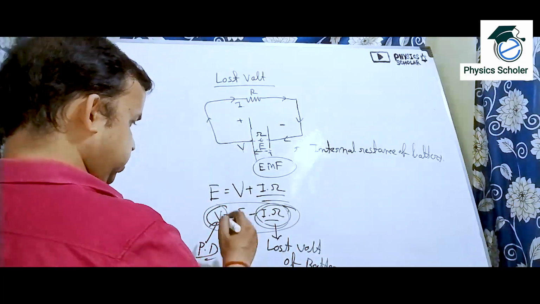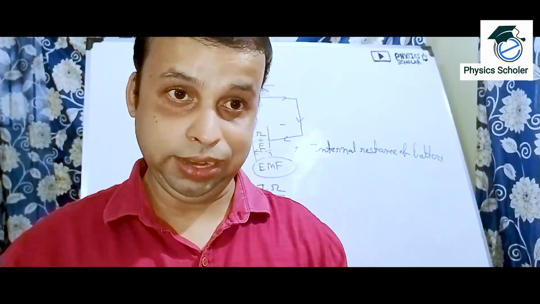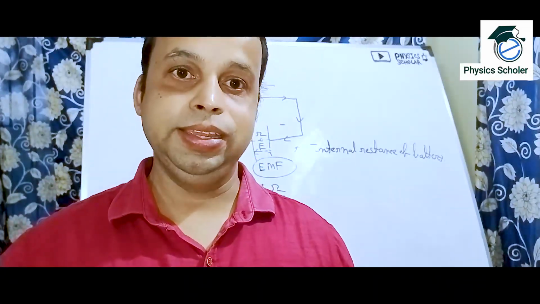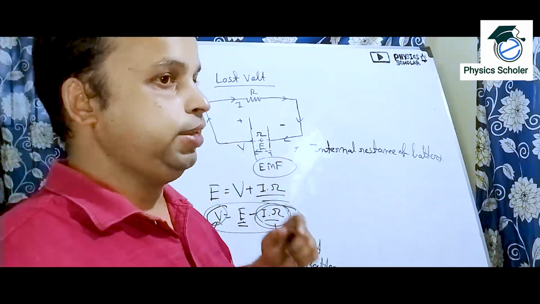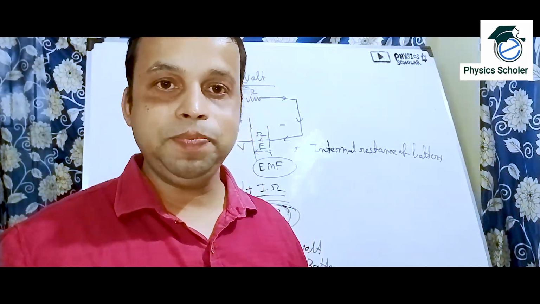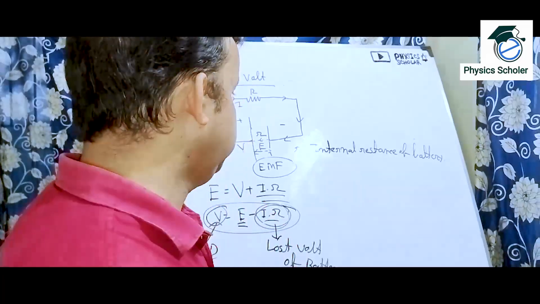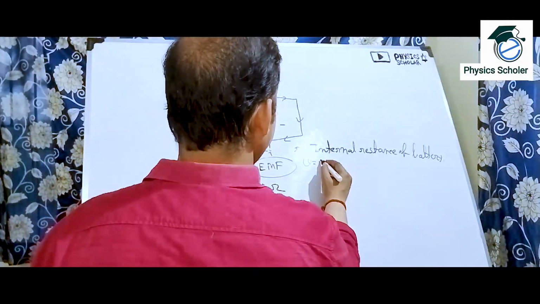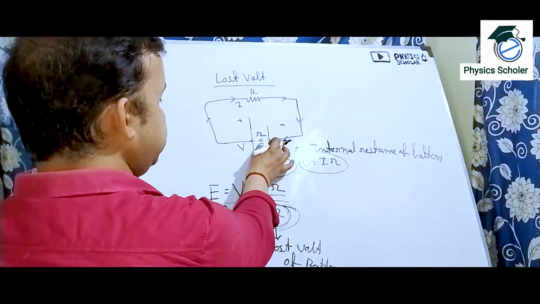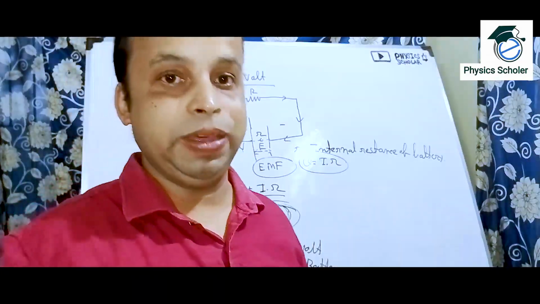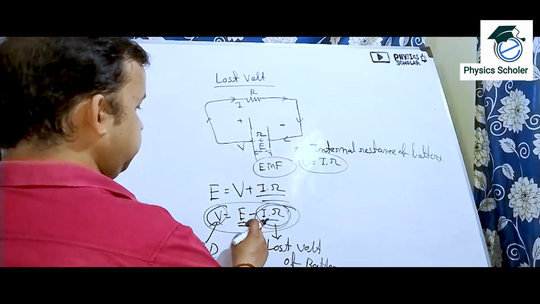So due to the lost volt, the potential difference in the outside circuit is smaller than the EMF of the battery. When the current tries to flow inside the battery, it will also experience some resistance, that is small r. So the lost volt, small v, is equal to I into small r. That will be subtracted from the EMF of the battery, which will be equal to the potential difference of the battery for the outer circuit. Clear?